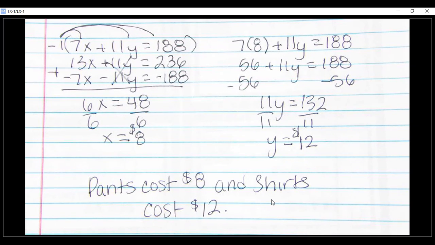So that's how you do word problems. Take it step by step at a time. You guys can definitely do it. Good luck.